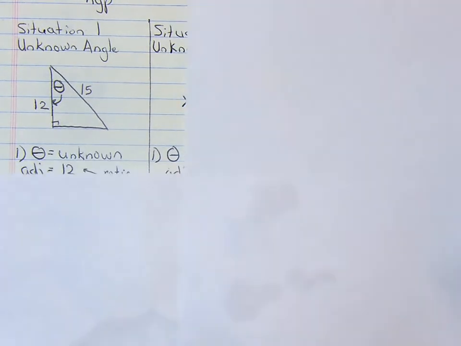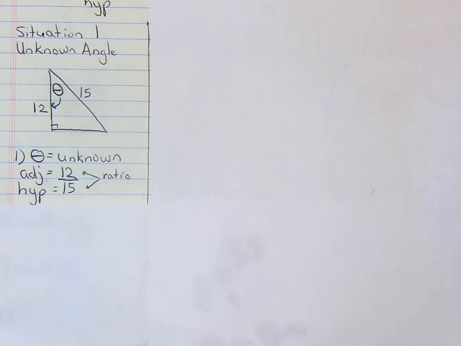So let's look at our situation 1. We have an unknown angle, we have a known adjacent side, and we have a known hypotenuse. Okay, so that's our trig ratio. 12 divided by 15. You already have it set up that way as long as you plug in this information.